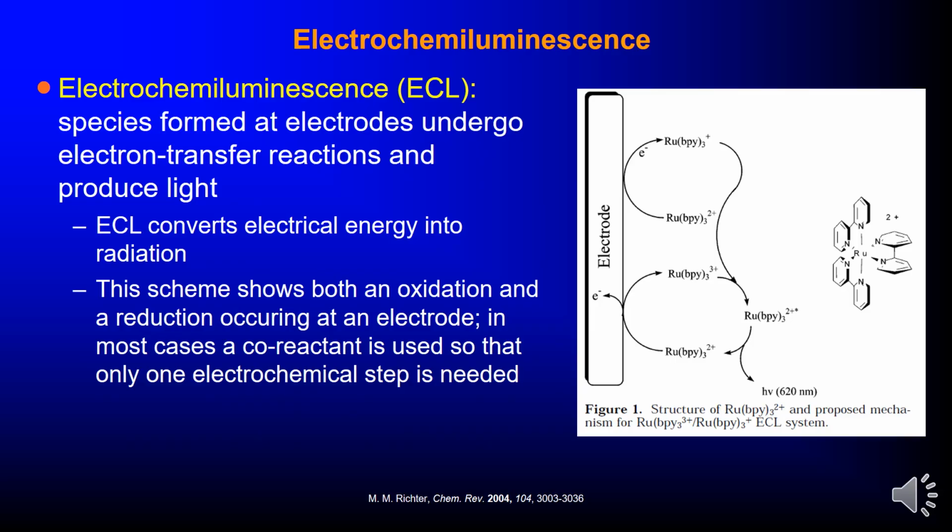Electrochemiluminescence. Species formed at electrodes undergo electron transfer reactions and produce light. Electrochemiluminescence converts electrical energy into radiation. This scheme shows that both an oxidation and a reduction occur at the electrode. In most cases, a co-reactant is used so that only one electrochemical step is needed.